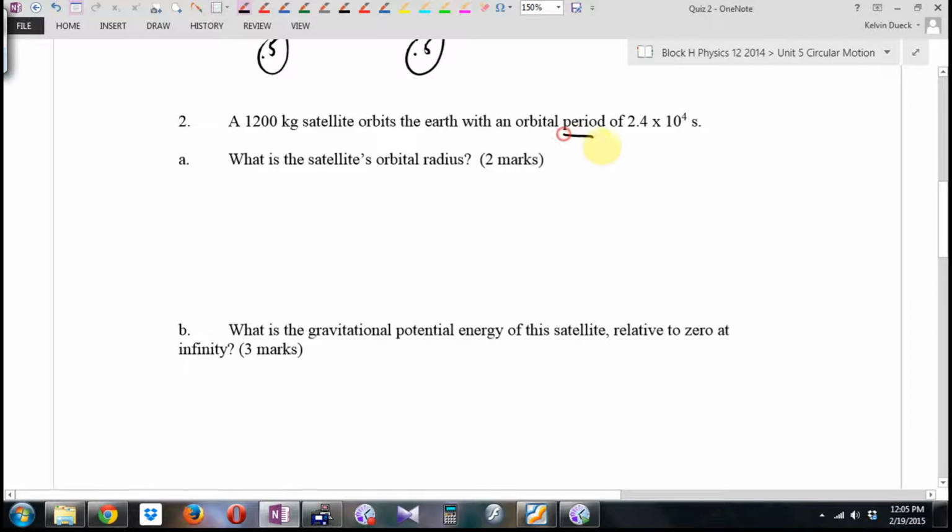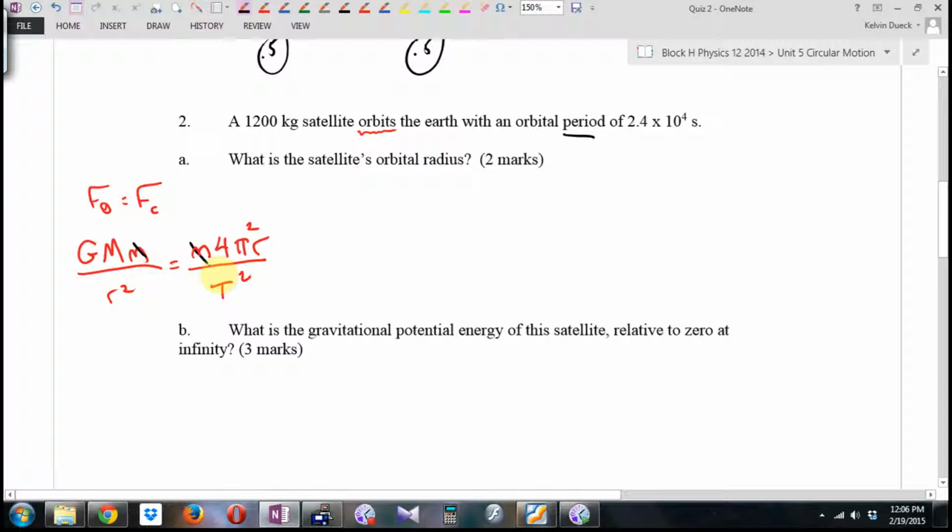Okay, now they're giving me the period, and they want the radius. But here is the key idea. I'm in orbit. What does that mean? Well, that means that gravity is what's pulling me in a circle. Big G, big M, little m, all over r squared equals m. I'll use the 4 pi squared r over T squared. Does an R cancel here? No. Ah, an M does.